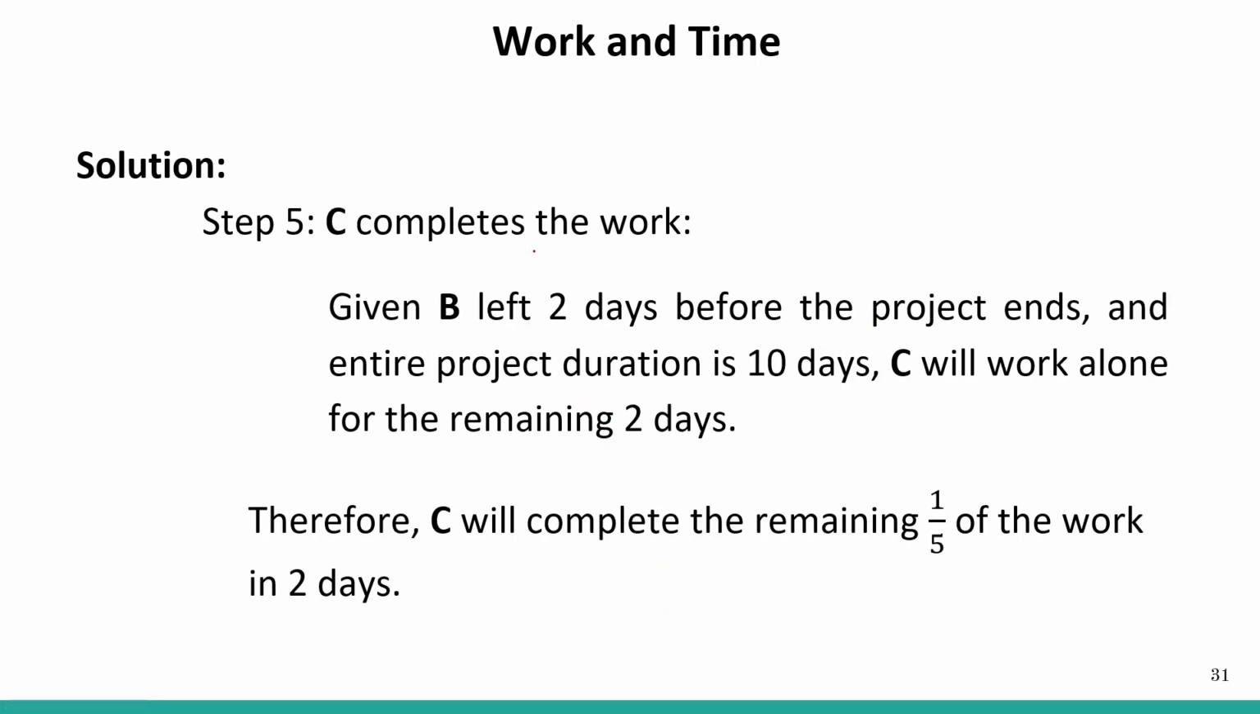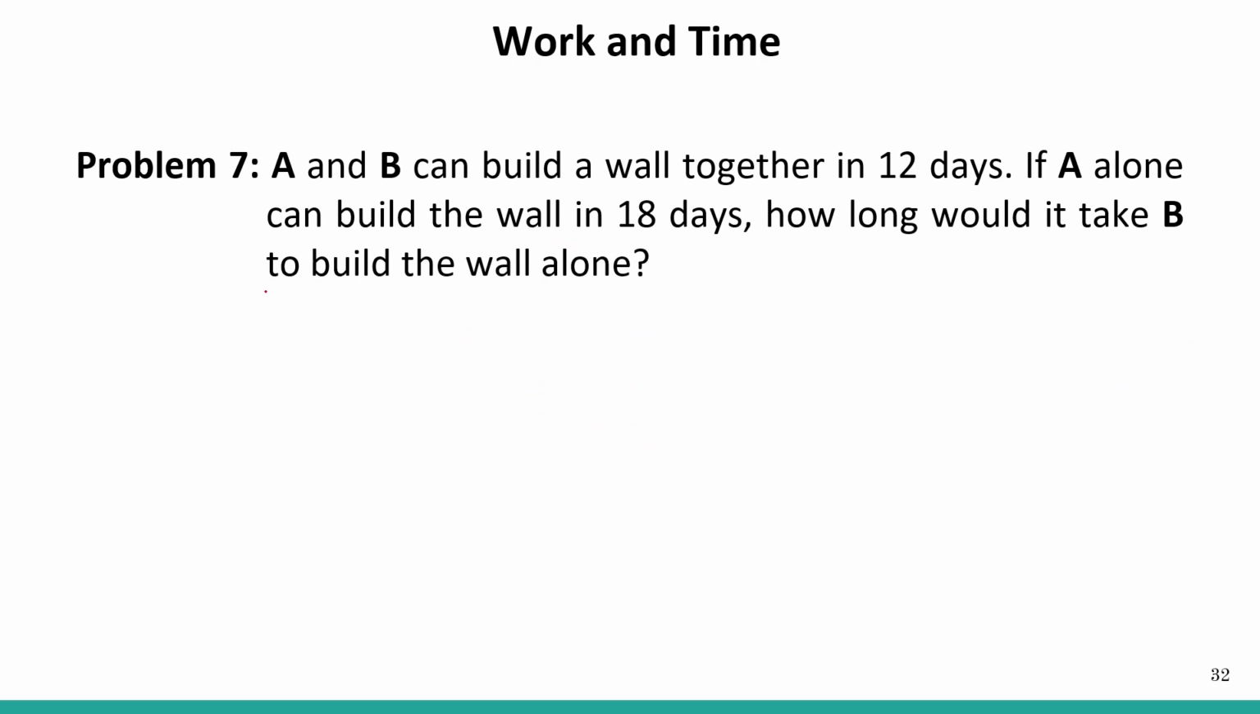So C completes the work. Given B left 2 days before the project ends and the project duration is 10 days, C will work alone for the remaining 2 days. Therefore, C will complete the 1 by 5 of the task in 2 days. Okay, so problem number 7.